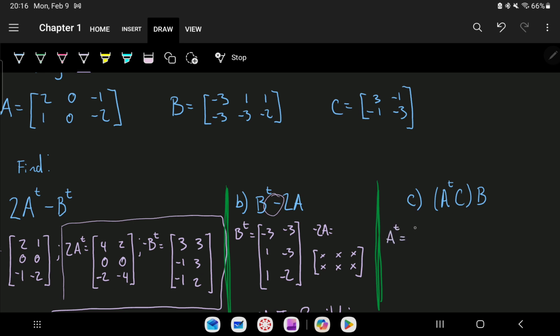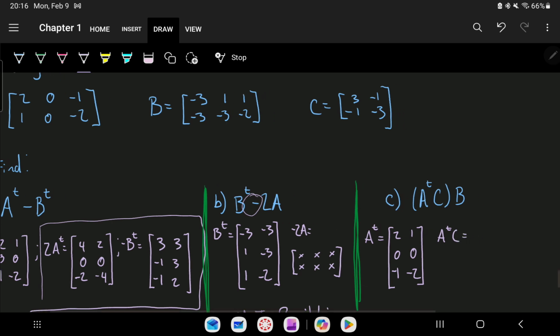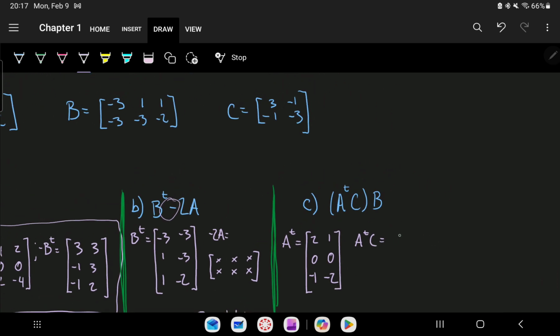A transpose. We are once again making the first row of A the first column of A transpose, the second row of A the second column of A transpose. We already have C right here, so let's see if we can do this. I'm a fan, especially with multiplication, of actually writing out both matrices side by side because it makes the multiplication a little bit easier. So that's what I'm going to do right now.